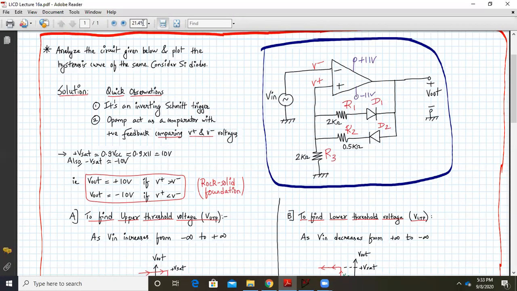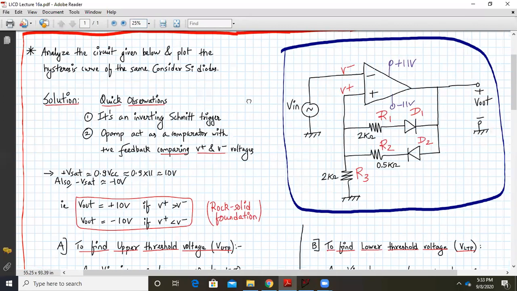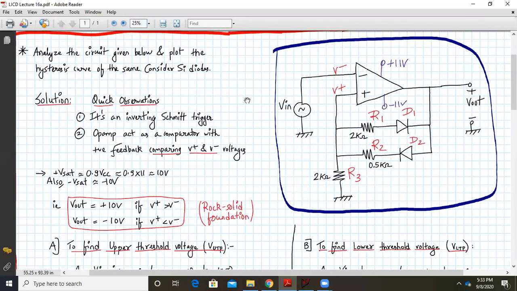Now there are some quick observations. Let me just increase the thickness. It's an inverting amplifier, as I've already mentioned. The op-amp acts as a comparator over here. So it's basically an op-amp with positive feedback. The op-amp is comparing V plus and V minus voltages.